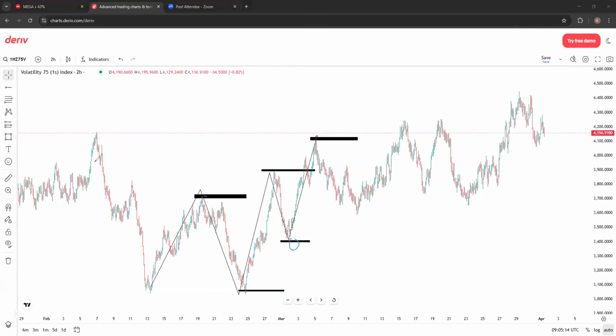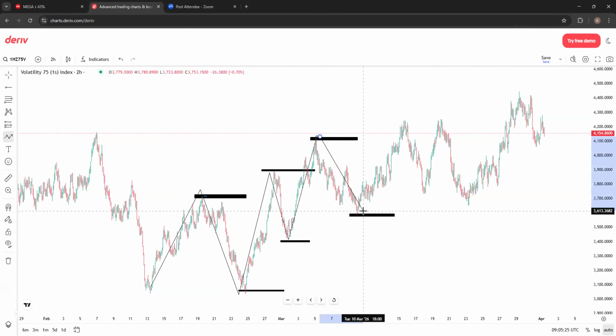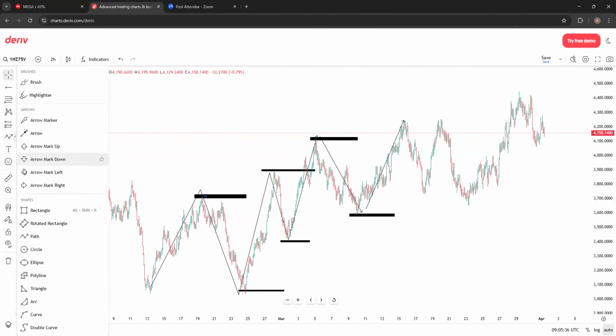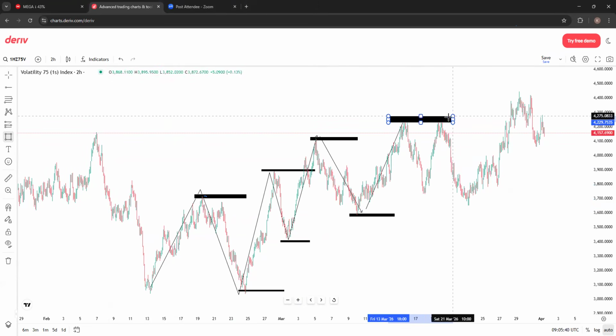But then what do we see? We see that price came and gave us a new low over here. When it gave us a new low, what do we see with price again? We see that price gave us a new high. Now when it gave us a new high, where is that new high that I'm talking about? It's here. And it broke the previous high over here. And we got a new high.